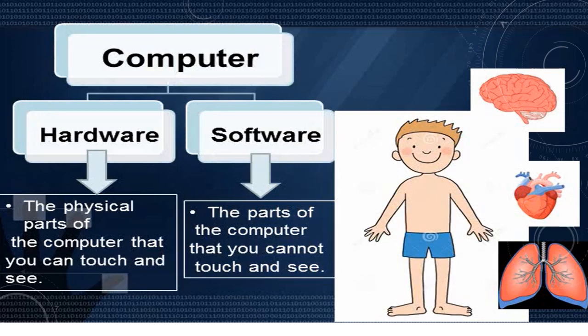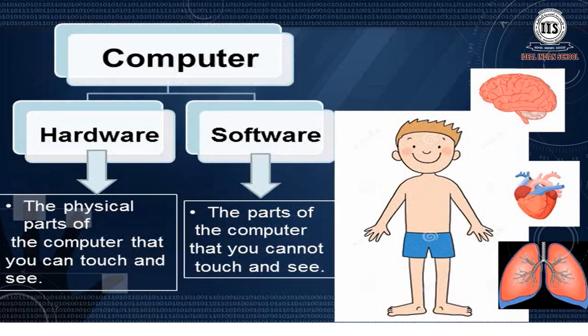Now, we can have a comparison between the hardware and our human body. Children, we all know that the human body consists of different parts, isn't it? Some parts are visible, some parts are not. The outer parts of the body are visible, but some parts like brain, lungs, heart, etc. are inside the body and cannot be seen.